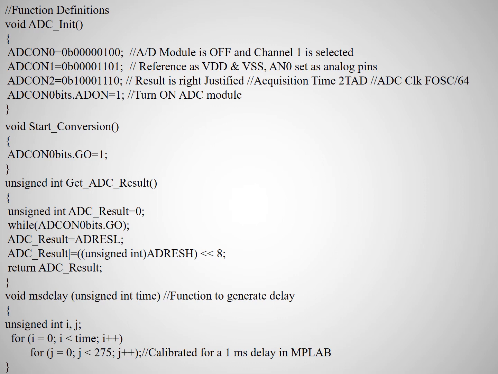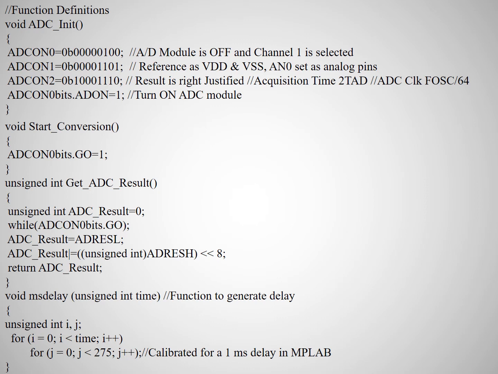Then after the declaration we are turning the ADC on, and ADON is present in the ADCON 0 bit. Now the second function was void start conversion. Here you just have to make the GO bit high. As you are aware, you have to start the conversion; it is not done automatically. You have to give the instruction ADCON0bits.GO equals 1.